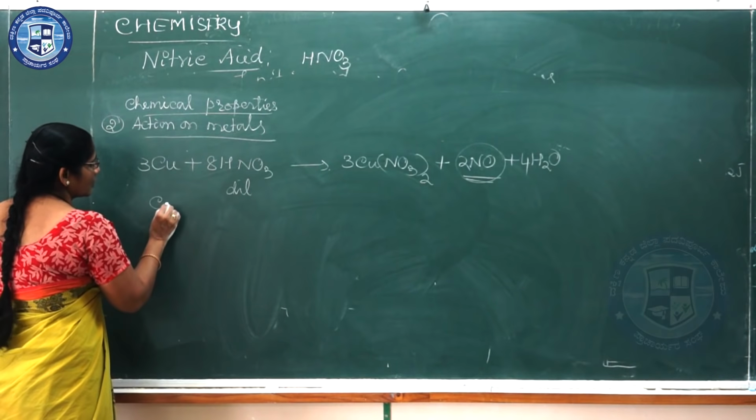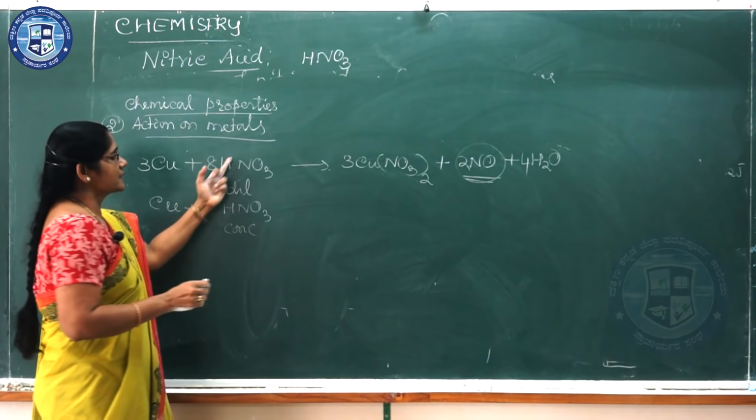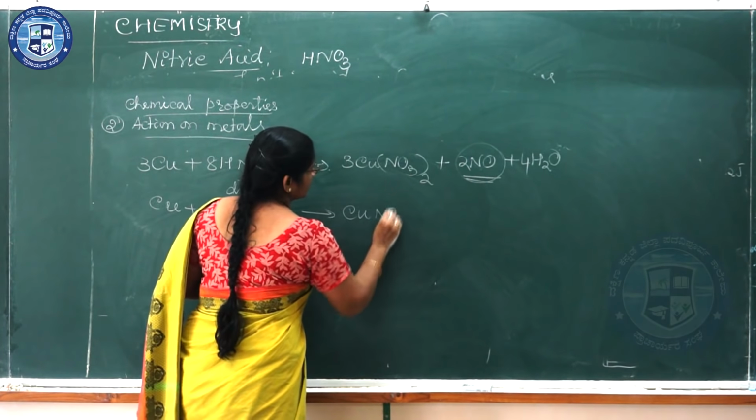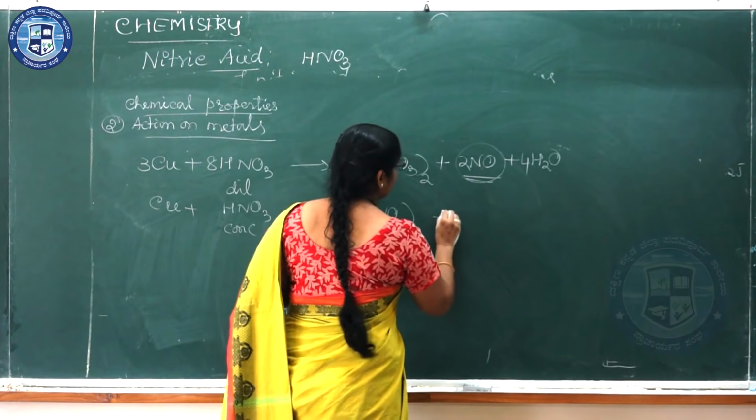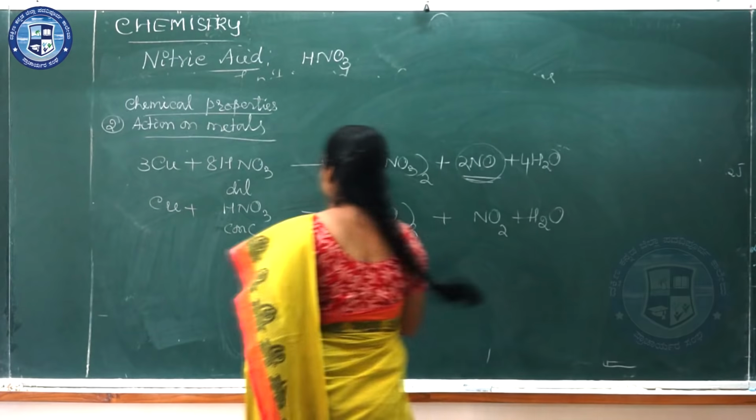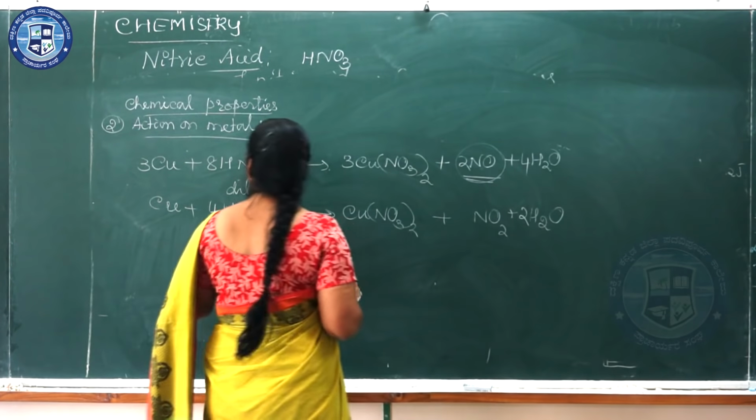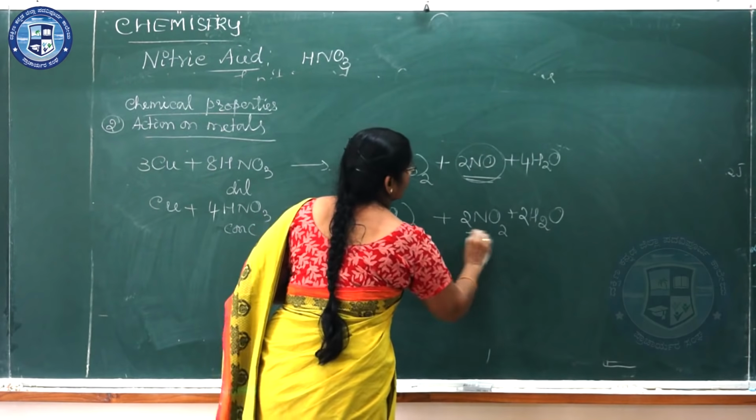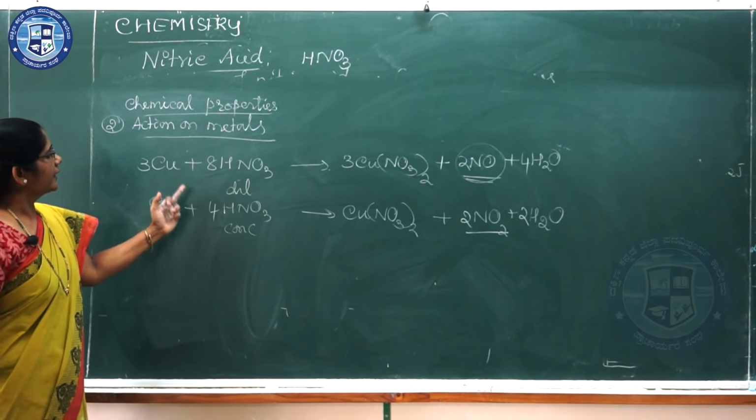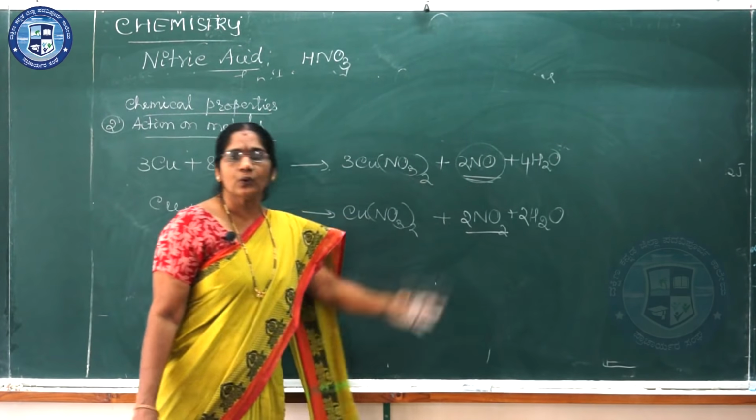Whereas, copper when heated with the concentrated nitric acid, look at the condition, this is dilute and this is concentrated with the same metal, it will give the same copper nitrate, nitrogen dioxide and water. So, the gas is NO2. The other two products are the same. So, concentrated nitric acid will give you NO2 on heating, whereas the dilute nitric acid will give you nitric oxide.